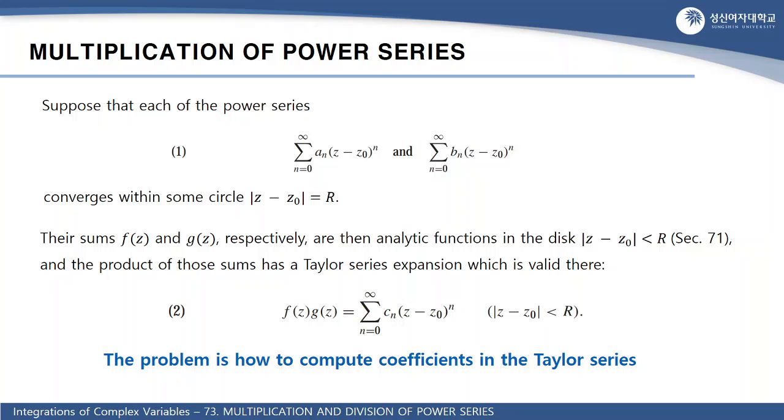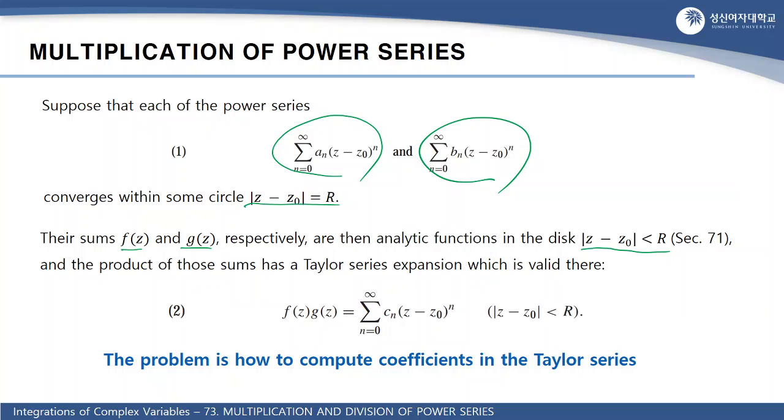Suppose that each of the power series, the first power series and the second power series given in expression 1, converges within some circle. Their sums f of z and g of z, respectively, are then analytic functions in the disk given by the absolute value of z minus z naught less than R.